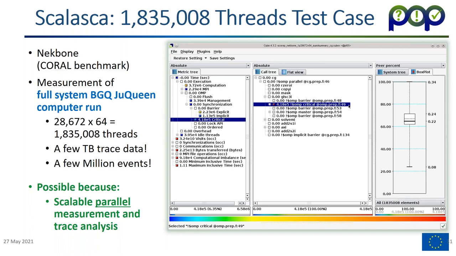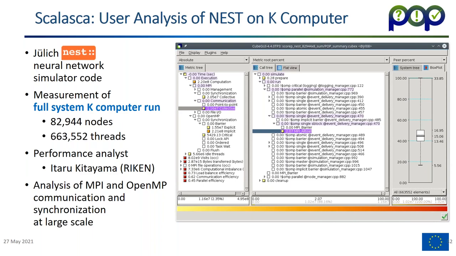we also have users, not members of our team, who do large scale measurements. Here's an example from Itaru Kitayama from RIKEN. He used our tool on the K computer, and he measured a neural network simulator called NEST. Again, he used the full K computer to do it, and in total it was 663,000 threads, and again he could do that.